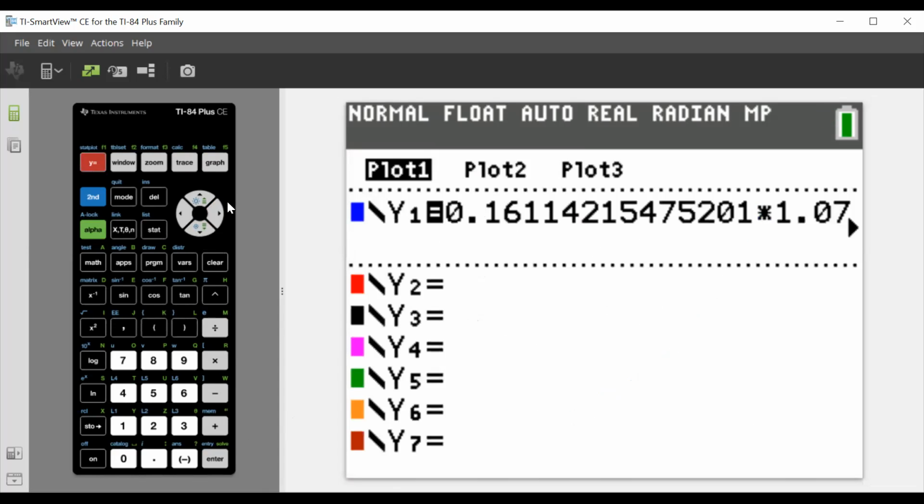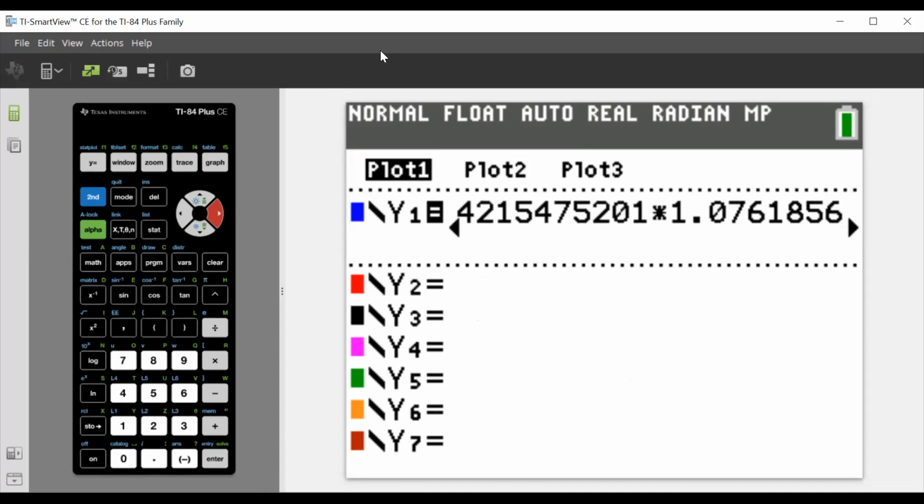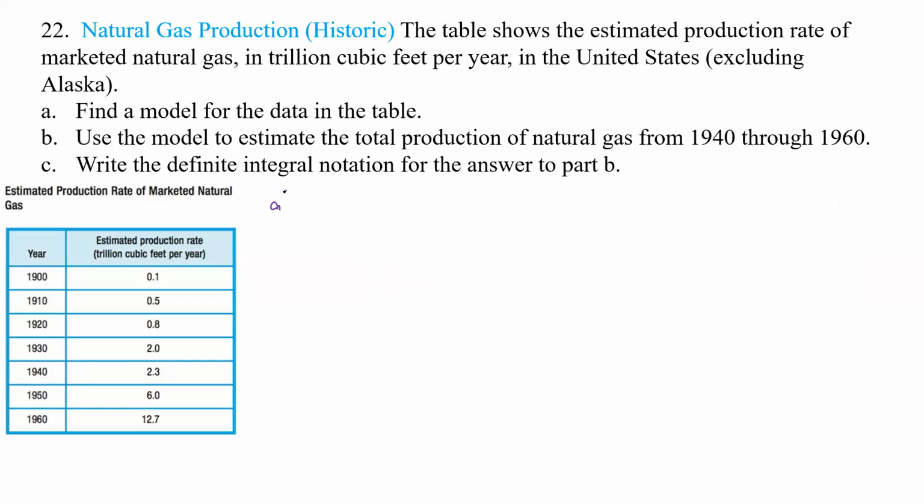And so our equation is 0.161 times 1.076 to the x. So our function is, let's call it P of T equals 0.161 times 1.076 to the x, and that's trillion cubic feet per year. And it's from 1900 to 1960 if we wanted to write all that out, but we're just going to put that for now.